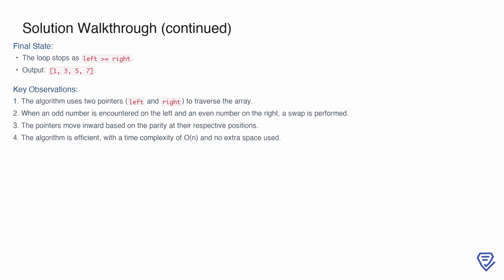Through these examples, we can make several key observations about the algorithm. First, it uses two pointers, left and right, to traverse the array from both ends, ensuring that even numbers are moved to the front and odd numbers to the back.